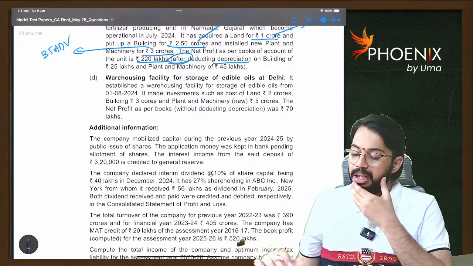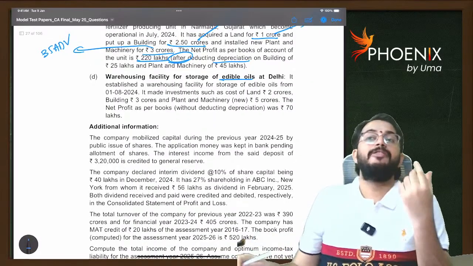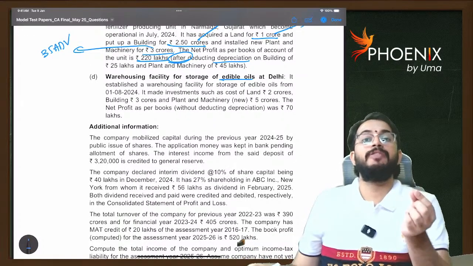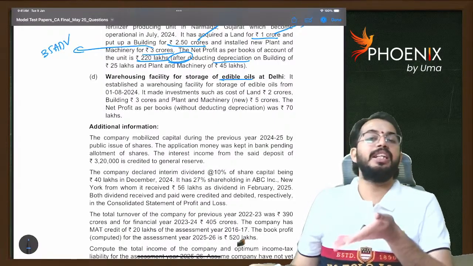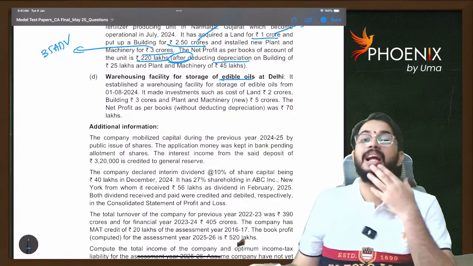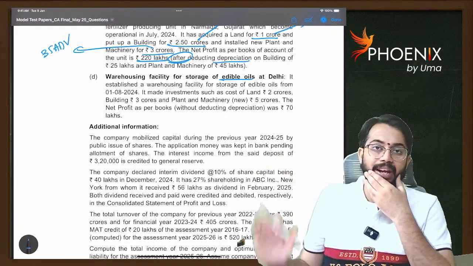Okay. Warehousing facility for storage of edible oils. If the warehousing facility is for storage of agricultural produce, then 35 AD deduction is available. Here it is not for agricultural produce, it is for edible oils. So deduction under section 35 AD is not available. Okay.